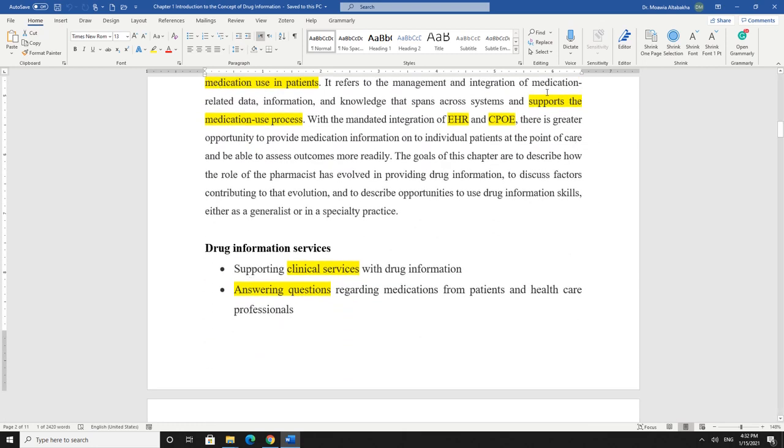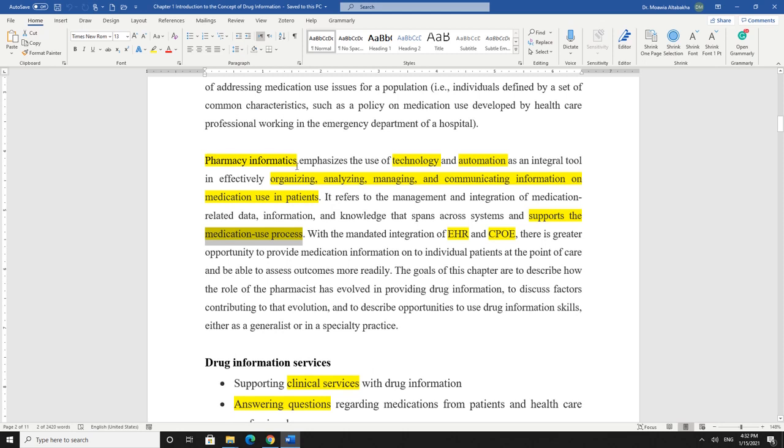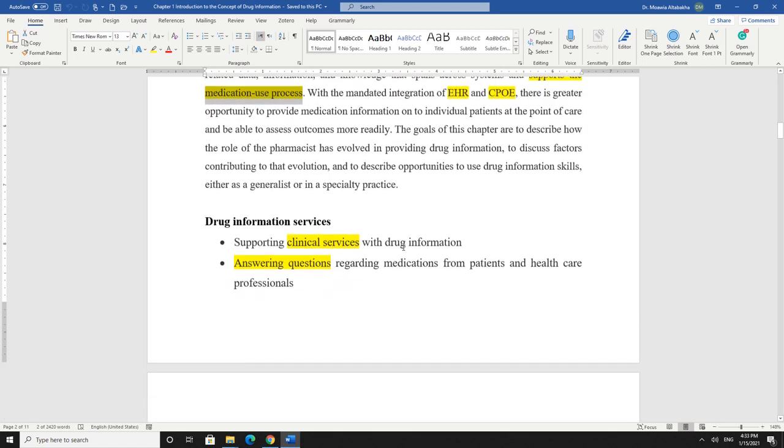So it provides great support for the medication use process. Okay. So pharmacy informatics emphasizes the use of technology and automation as an integral tool in effectively organizing, analyzing, managing, and communicating information and medication use in the patient.